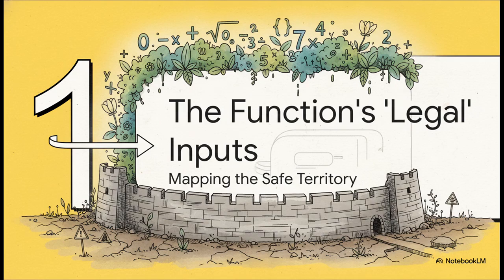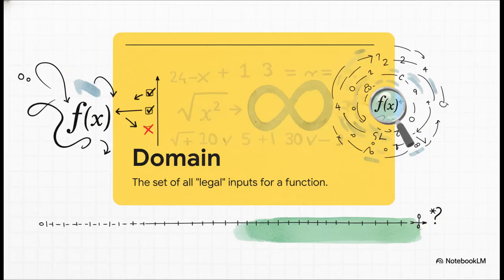It's called the domain. So really, when we talk about finding the domain, all we're doing is figuring out which numbers are legal, the ones that are perfectly safe to plug into our function. Okay, so here's the textbook definition for you. The domain is simply the set of all the legal inputs for a function.